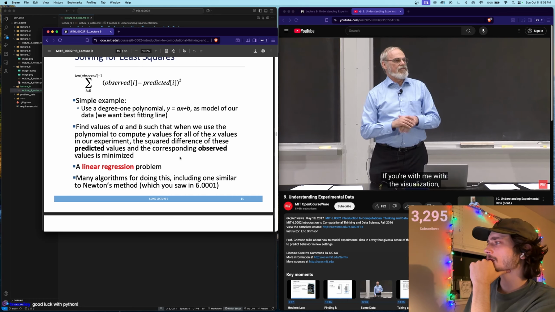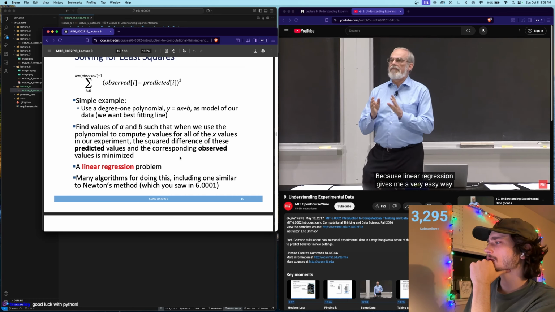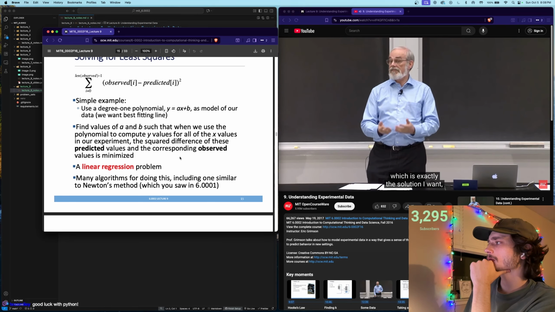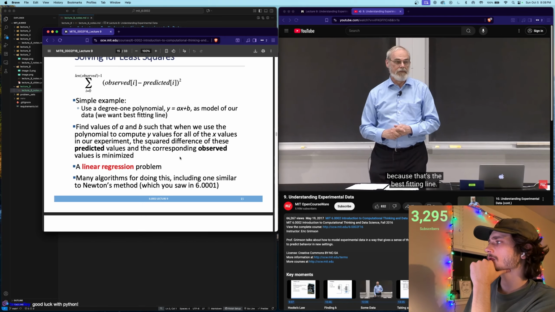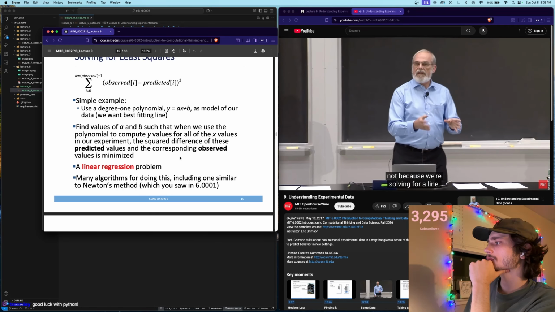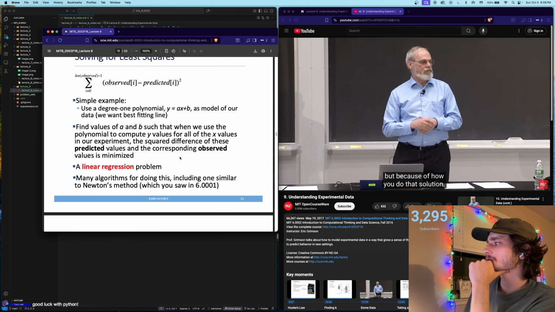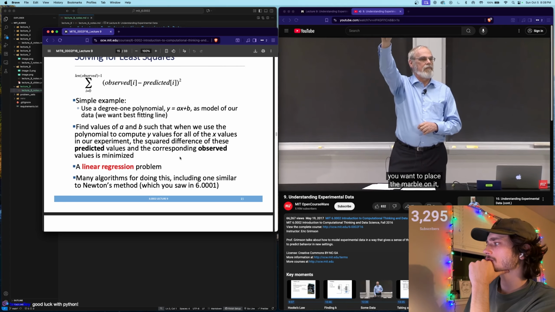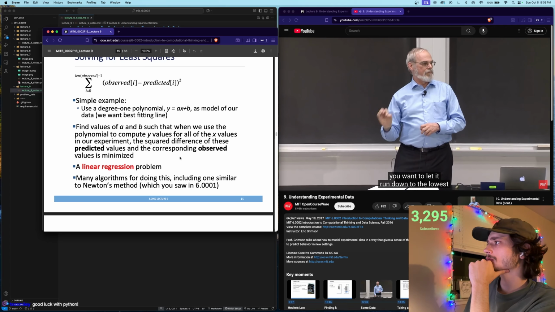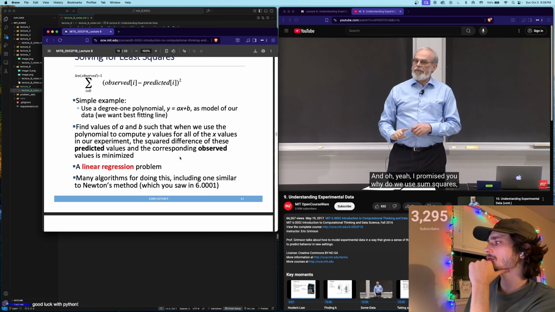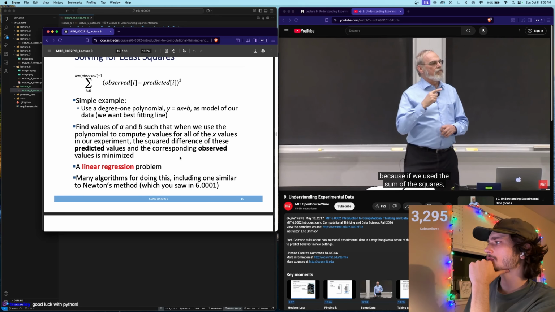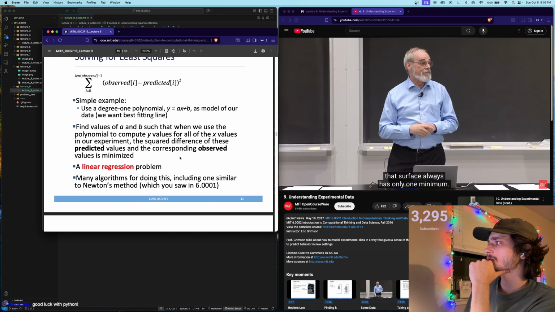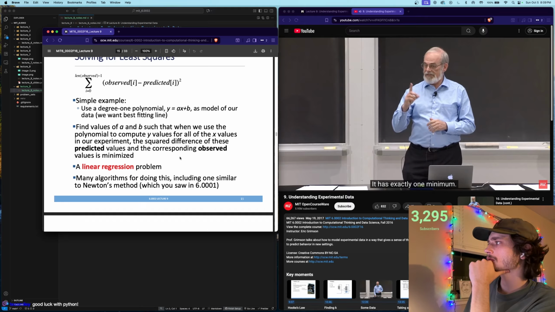If you're with me in the visualization, why is that nice? Because linear regression gives me a very easy way to find the lowest point on that surface, which is exactly the solution I want, because that's the best fitting line. And it's called linear regression not because we're solving for a line, but because of how you do that solution. If you think of this as taking a marble on this two-dimensional surface, you want to place the marble on it, and let it run down to the lowest point in the surface. And oh yeah, I promised you, why do we use sum squares? Because if we use the sum of the squares, that surface always has only one minimum. So it's not a really funky convoluted surface. It has exactly one minimum.